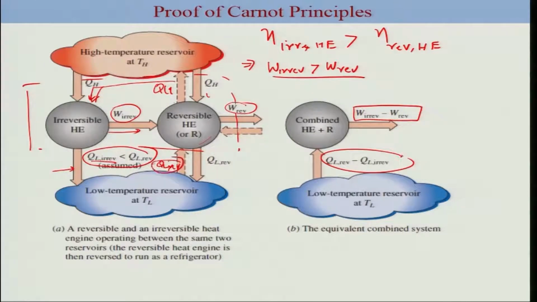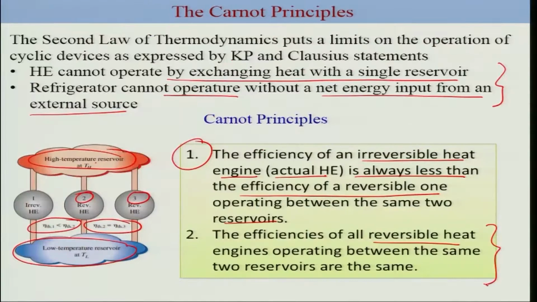Okay, so now what you have is a device where essentially it's extracting heat from a single reservoir and producing net work, which essentially is violating the second law of thermodynamics. So considering the fact that you have violated the first Carnot principle is equivalent to stating that you have violated the second law of thermodynamics. In a similar way, you can also prove the second Carnot principle.